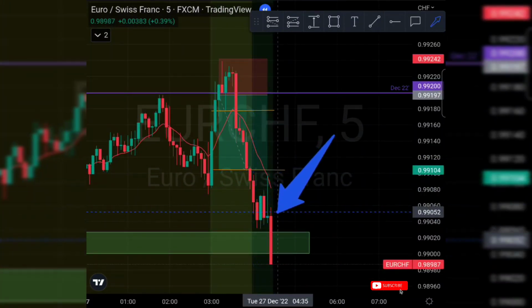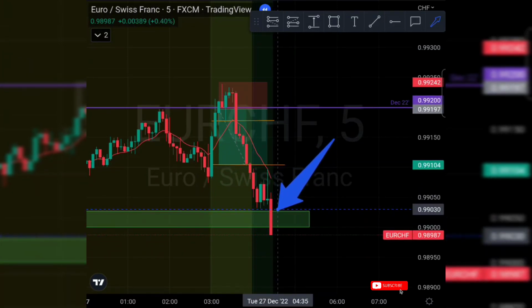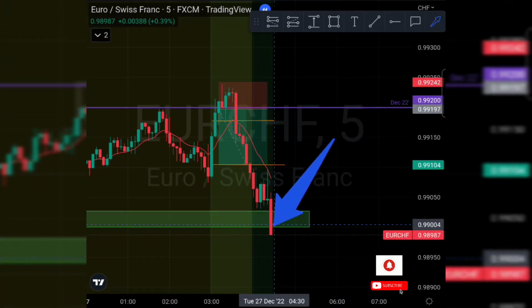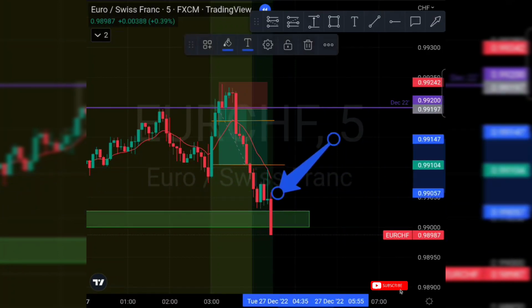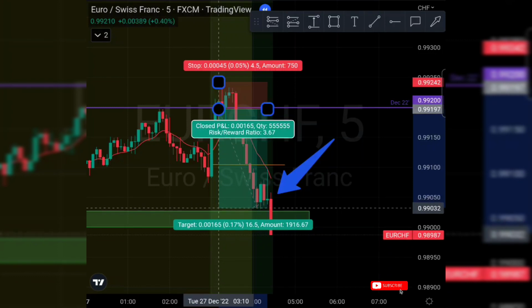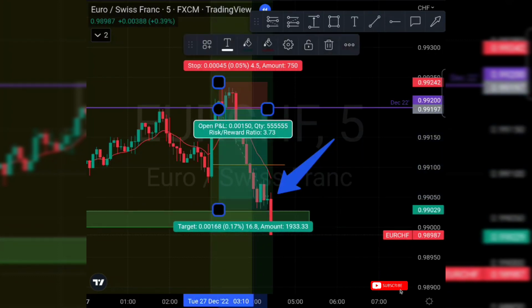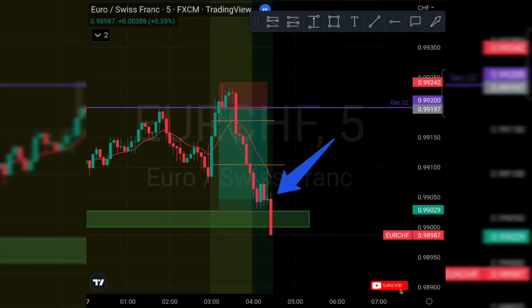Goes down, and of course taps our zone, and I would have gotten out right as soon as it tapped my zone. I'm not trying to be greedy. I'm not trying to trail them forever. You can do what you need to do, keep your runner, whatever, but I'm just not that greedy. So I would be getting out right here. Just about a 1-to-4 risk reward.